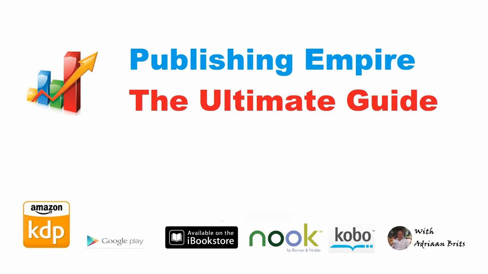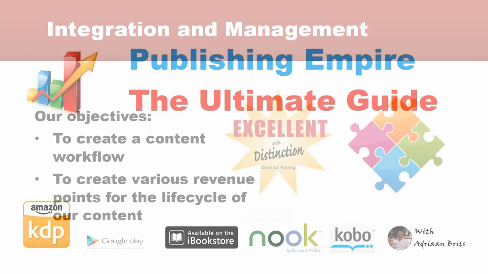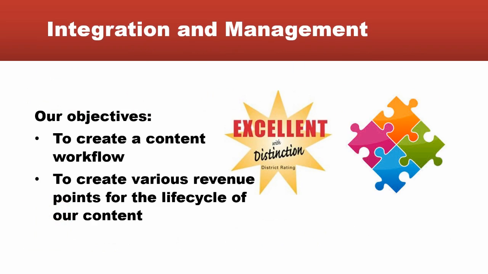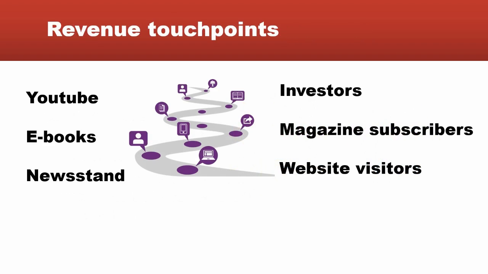Now we're going to have a look at integration and management. Now that you're familiar with both Google AdSense and with ebook publishing, it's actually time to create a profitable distribution plan for your content so that you'll be able to actually go and integrate both of your revenue streams here. So our objectives now are to create, firstly, a manageable distribution plan for all your content, and then we're going to create various revenue points for the life cycle of your content.